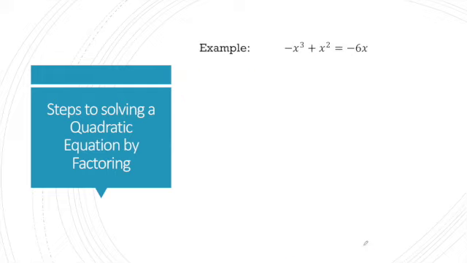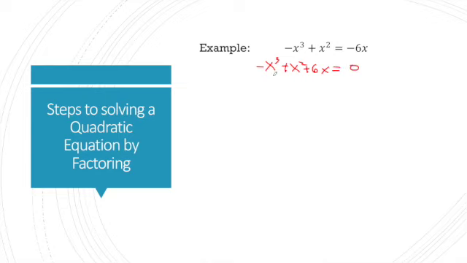I believe this is our last example. So here I have negative x cubed plus x squared equals negative 6x. Okay, this definitely doesn't look like a degree 2 equation, but why don't we get all of our terms on one side, and then we can pull out the greatest common factor. So I'm going to add 6x to both sides. So I have negative x cubed plus x squared plus 6x equals 0.